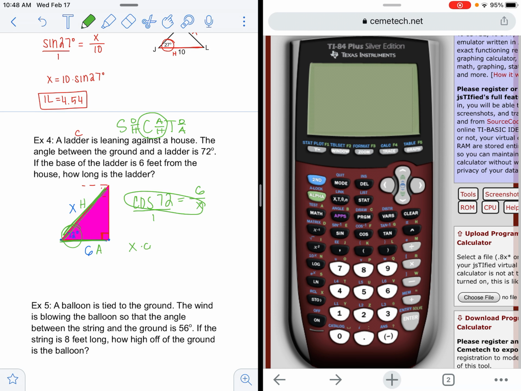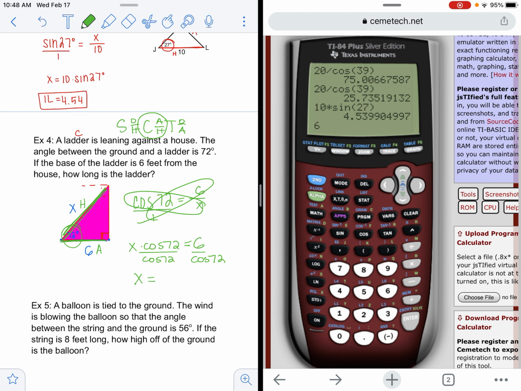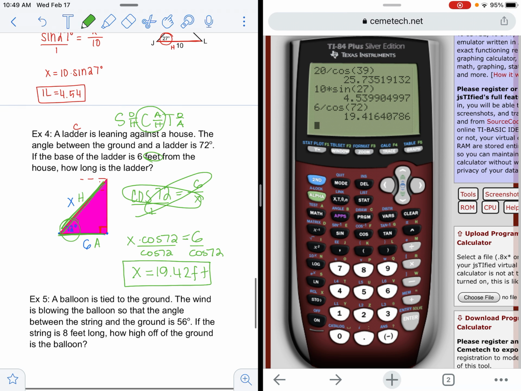Solving for a missing side, so you're going to cross multiply. X times cosine of 72 is equal to 1 times 6, which is 6. To get x by itself, you have to divide by cosine of 72. So I'm going to have x equals, and now I'm going to type that. 6 divided by cosine of 72, close the parentheses, hit enter, and you have 19.42. These are word problems, so they have units on them. Feet. I knew that by looking here.